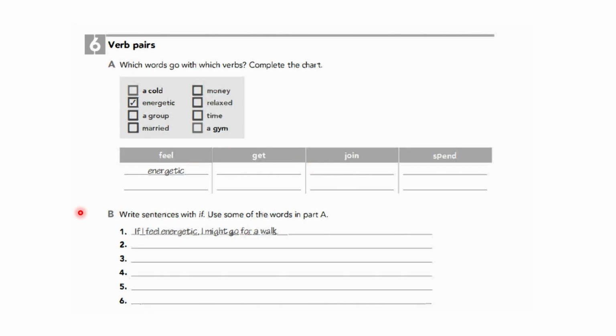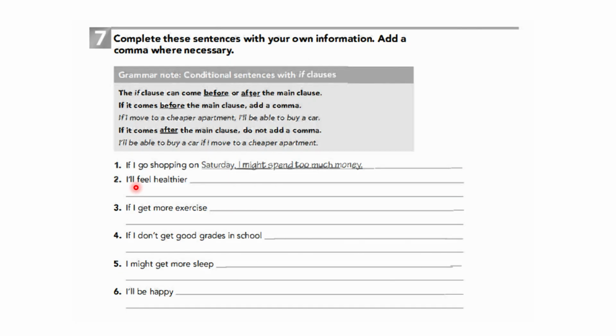Then, after that, write sentences with if. Use some of the words in part A. Ok, luego de que hayamos identificado con cuáles de estos verbos van estas palabras, vamos a construir oraciones utilizando if en la primera condicional. Por ejemplo, if I feel energetic, I might go for a walk. For example, vamos a ver con married. If I get married, I will have kids. Por decir algo. If I get in time, I might buy you a pizza. Easy peasy, guys. Es para que practiquen únicamente.